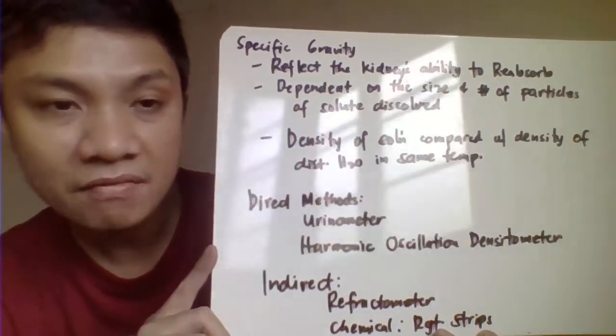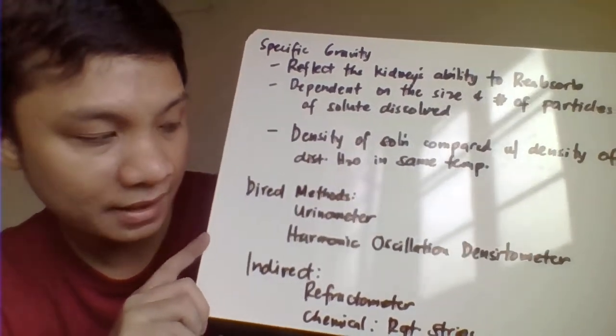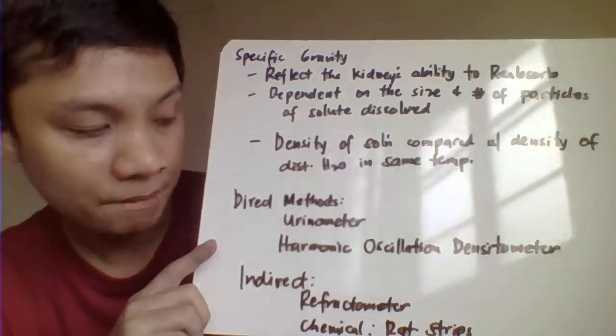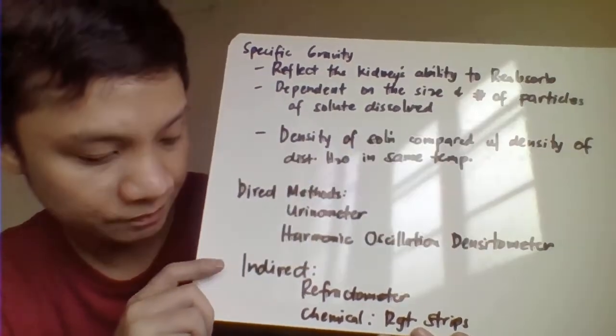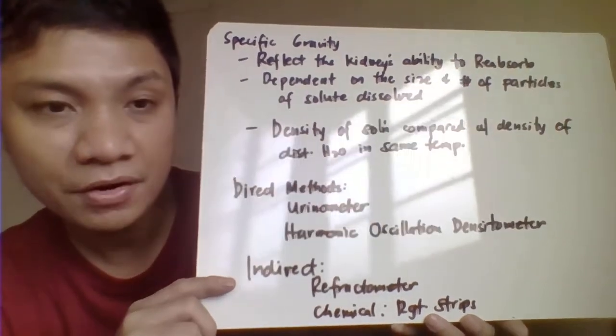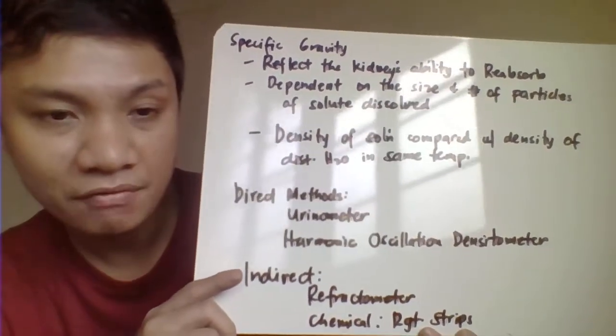Okay, so we have here different methods for your specific gravity reading. You could have your direct method with your urinometer or your harmonic oscillation densitometer. Indirect, you could have your refractometer. You could also have your reagent strip method for that.